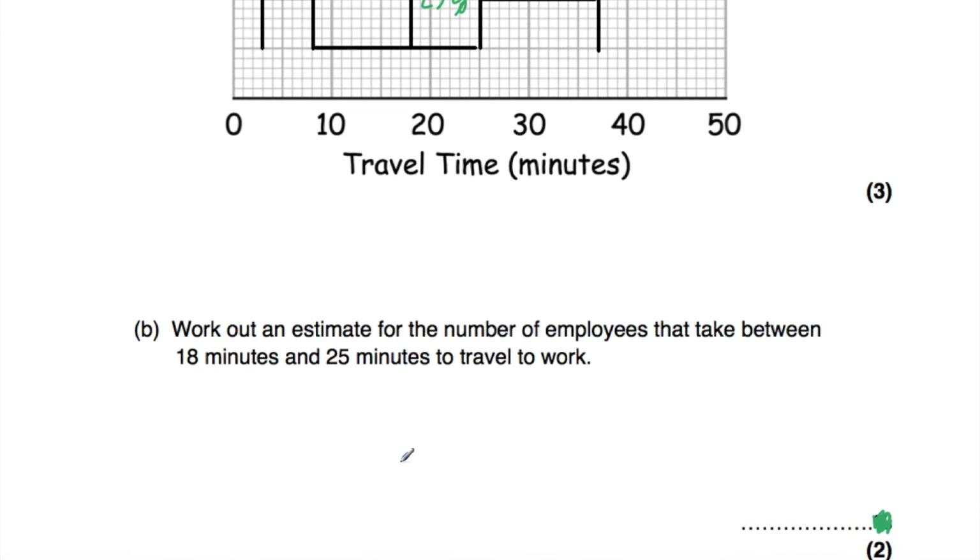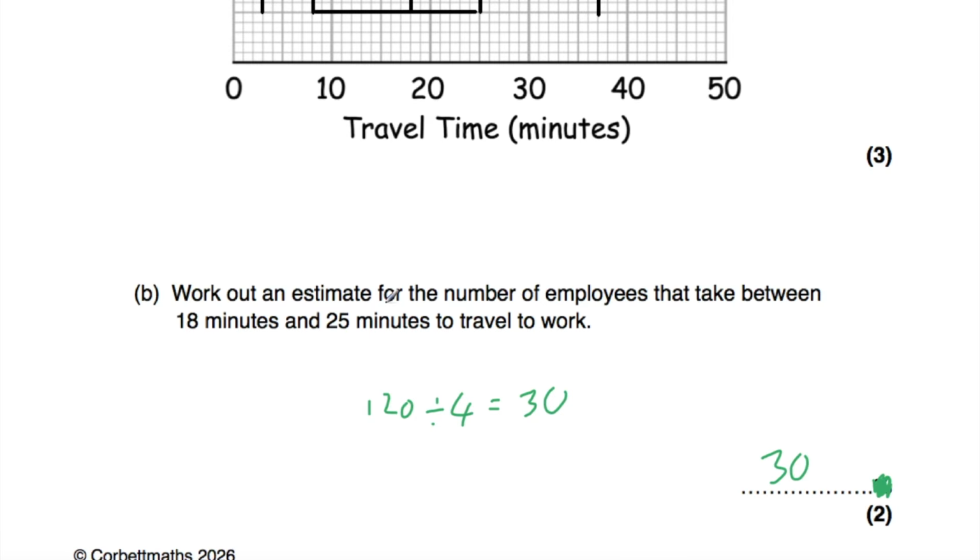So if we do 120 divided by 4, because that's defined 25%, you divide by 4, that's equal to 30. So that's it. That's our estimate for the number of employees that take between 18 and 25 minutes. So the number of employees that take between 18 and 25 minutes would be 30.